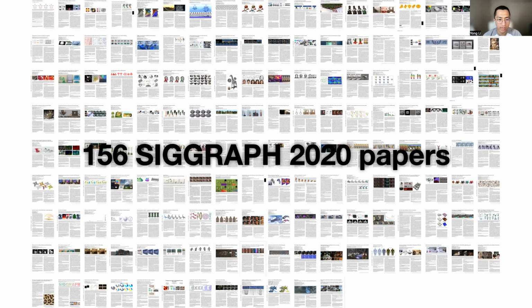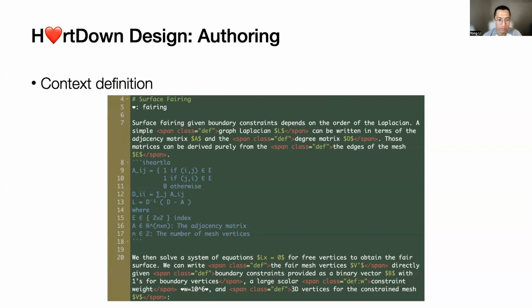To inform our design, we thoroughly analyzed 156 papers from the SIGGRAPH North America 2020 technical papers, collecting both quantitative and qualitative observations. We designed rtDown based on the previous formative study.